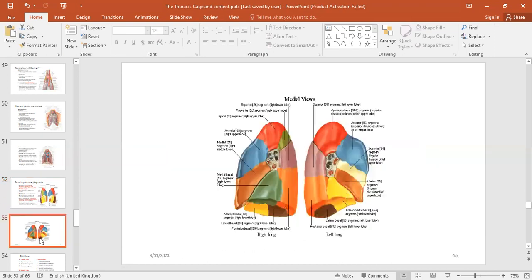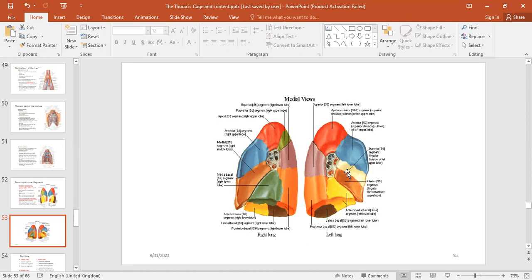Okay, then on the medial surface of the lung, you see that there's a hilum. This is a hilum here, and that is a hilum. Now, in the hilum, we see that there are 3 structures there. There's a bronchus entering the lung, then there's the pulmonary arteries entering the lung, and the pulmonary vein exiting the lung.